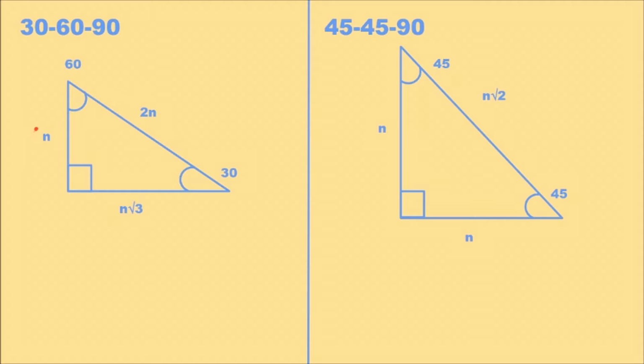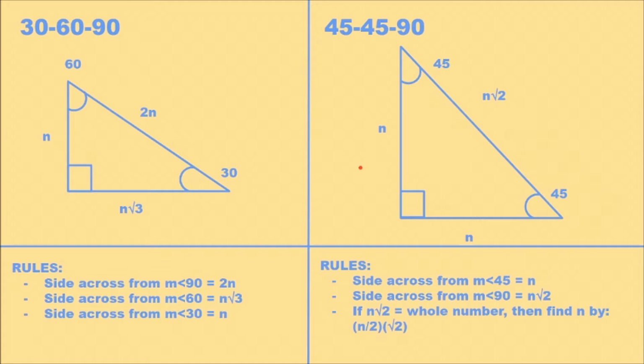With the 30, 60, 90, we have n, n times the square root of 3, and 2n. For the 45, 45, 90, we have n, n, and n times the square root of 2. It makes sense that we have two n's for this because it is, of course, an isosceles triangle. So what kind of rules are you going to need to know about this specifically? Here we have the rules themselves.